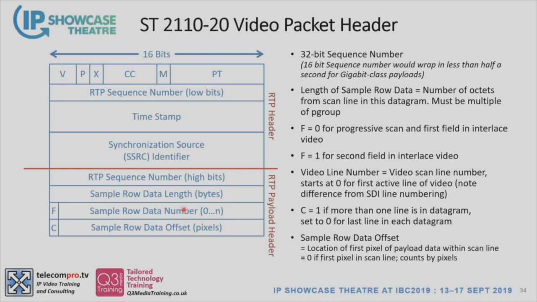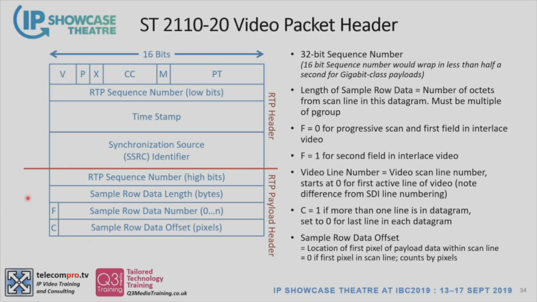Then we have the sample row data number. That tells us where in the image it came from. So if it's the first line of video, it's going to be sample row of 0. Then we have the sample row data offset. Not all of these sample row data packets are going to start at the beginning of a video line. They might be partway through based on where those particular lengths of packets map into the video sequence. And I'll show you a picture about that in a minute. So the sample row data offset is 0 for the first set of data in a row, but after that we'll have an offset.